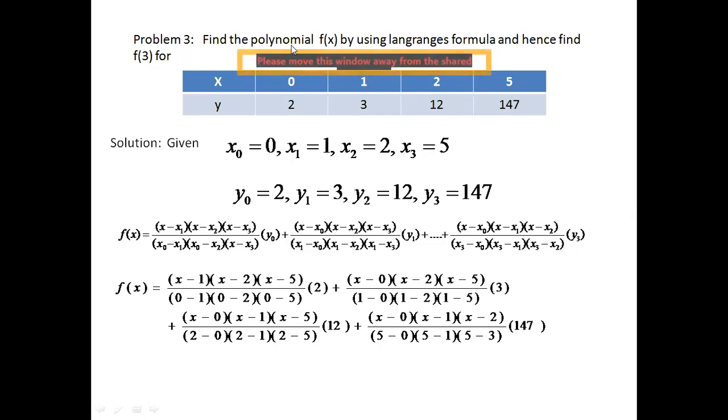So the last term will be x minus 0 into x minus 1 into x minus 2. That is the numerator. In the denominator, 5 minus 0 into 5 minus 1 into 5 minus 2. Multiply this one by 147.